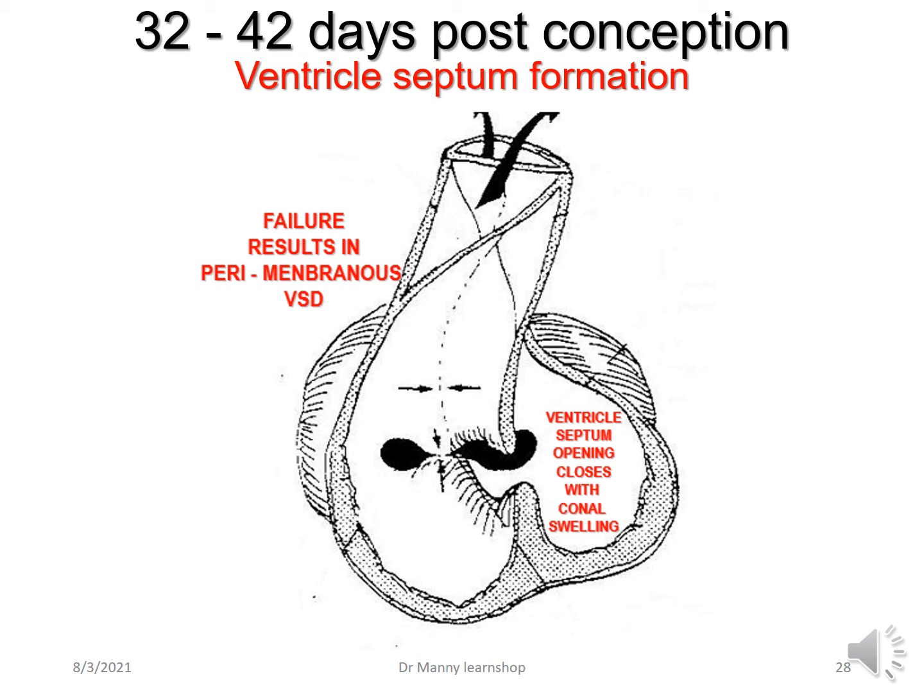At this time as well, the ventricular septum, the opening at the perimembranous region, closes with some conal swelling and development. Failure also results in a perimembranous ventricular septal defect.